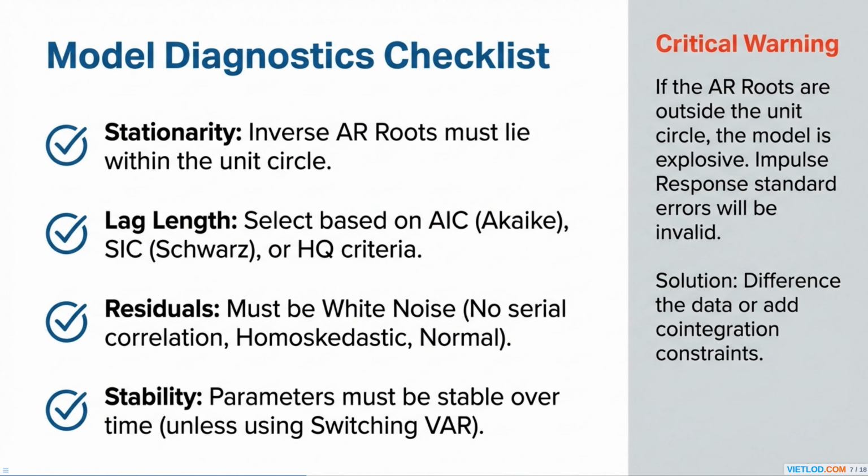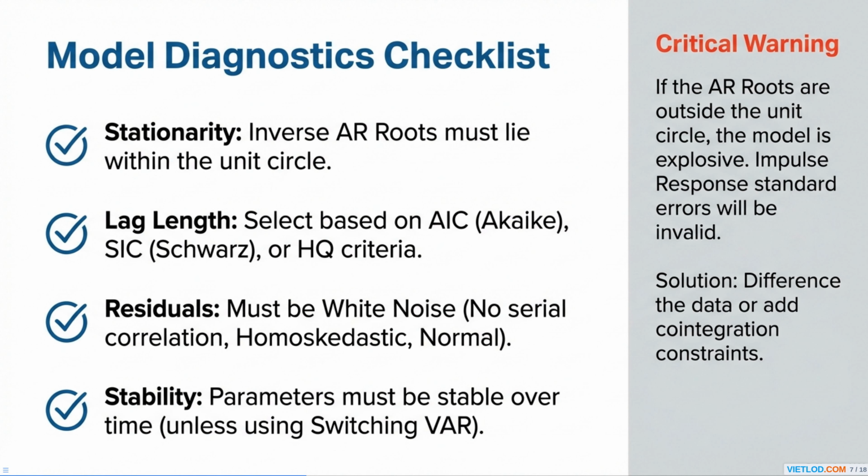First, we must check for stationarity and stability. For a VAR model to be stable, all inverse roots of the AR characteristic polynomial must lie within the unit circle. If any root is outside, the model is explosive, and its impulse responses are invalid.